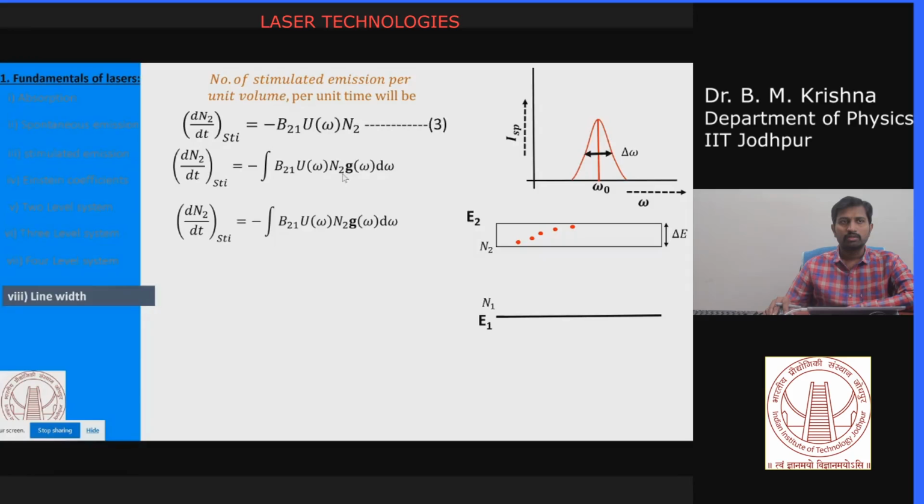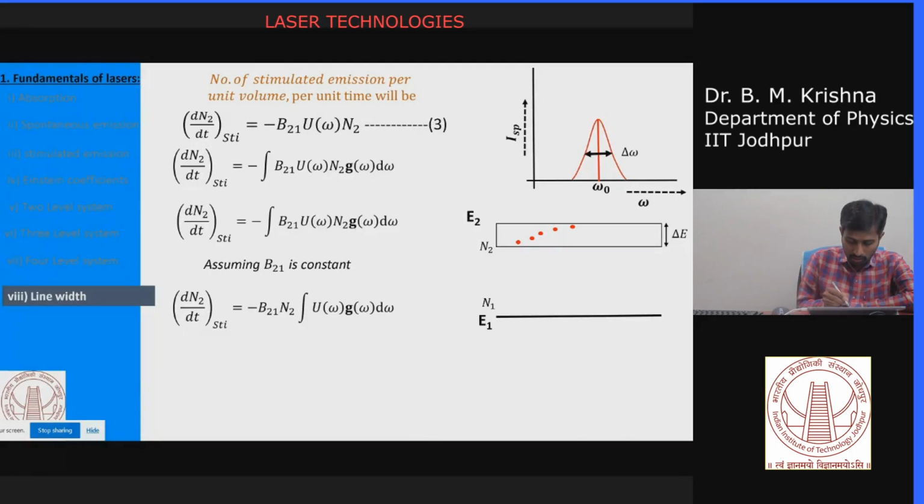Now I'm assuming the B21 Einstein coefficient is constant. So in this case you can take B21 and N2 out of the integration. So now dN2 by dt, the rate of stimulated emission, equals minus B21 N2 times the integration of U of omega g of omega d omega. That means it depends upon the incident radiation and the line shape function. So the rate of stimulated emission depends on these two factors.